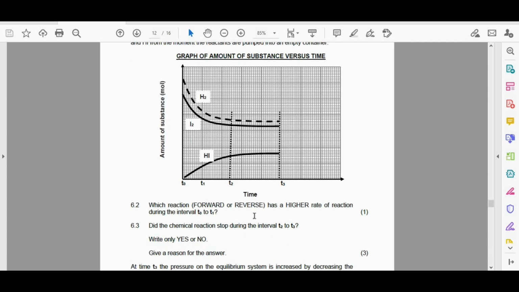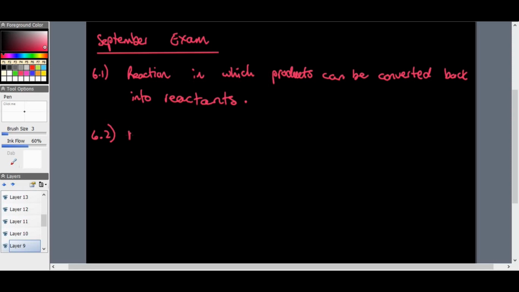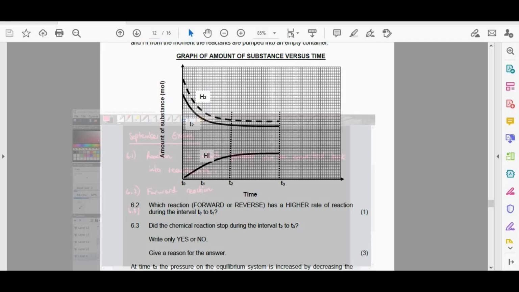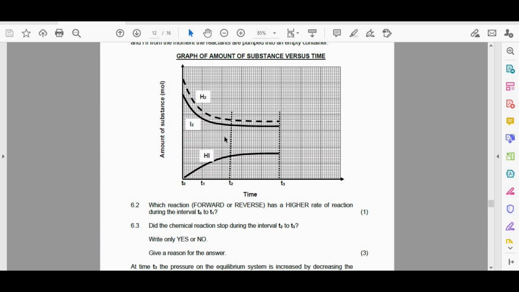6.2, which reaction, forward or reverse, has a higher rate of reaction during time interval T0 to T1? The answer to that would be the forward reaction. Just write forward reaction. Obviously the reverse is going to go the opposite way.